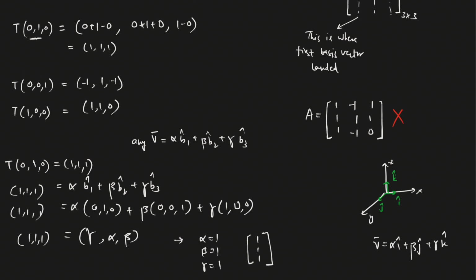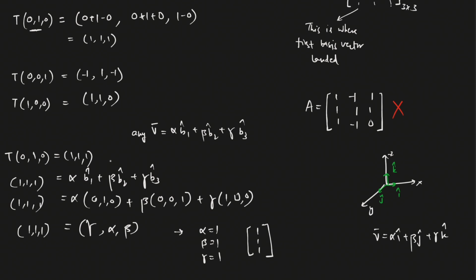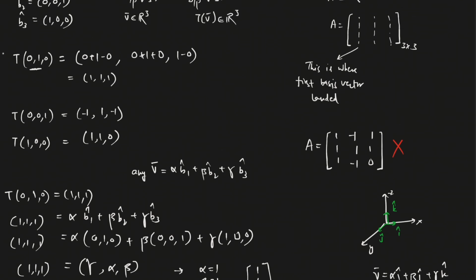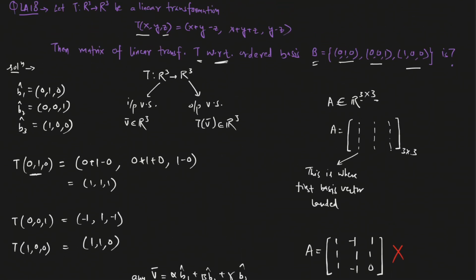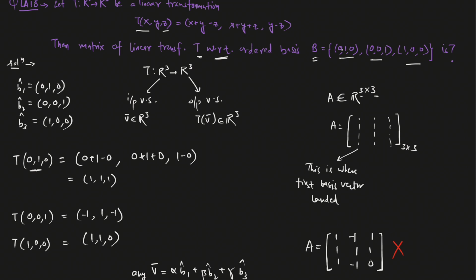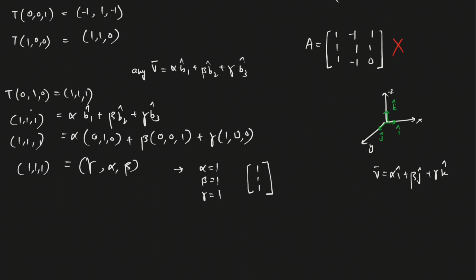So the first vector, sorry, not the first vector, this one: you take the first basis vector, you transform it using this linear transformation, you get this 1 comma 1 comma 1, and then you write this transformed basis vector 1 comma 1 comma 1 with respect to the basis set, with respect to the original basis set. So you get this vector. In this case, it's by coincidence that these are the same, but it's not always.